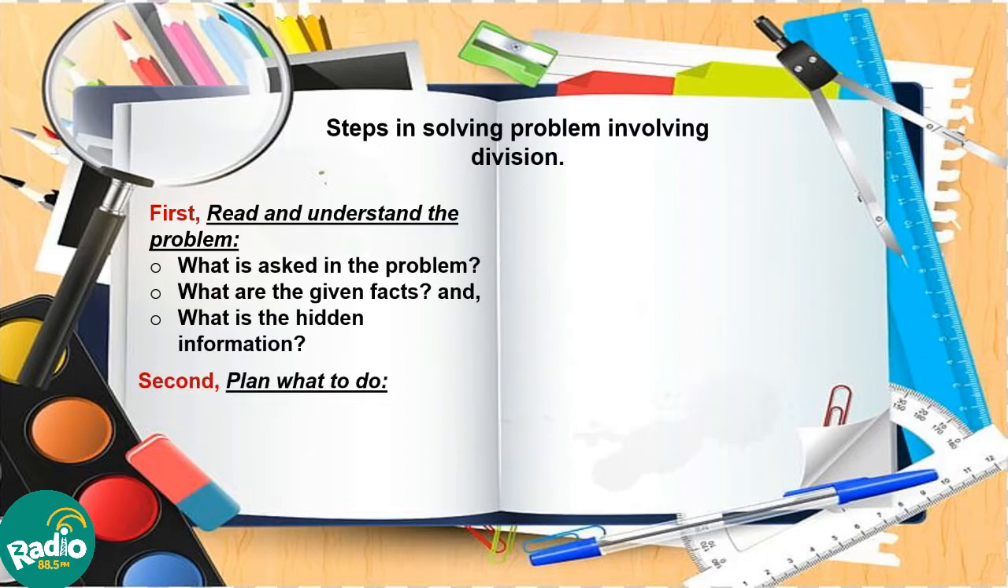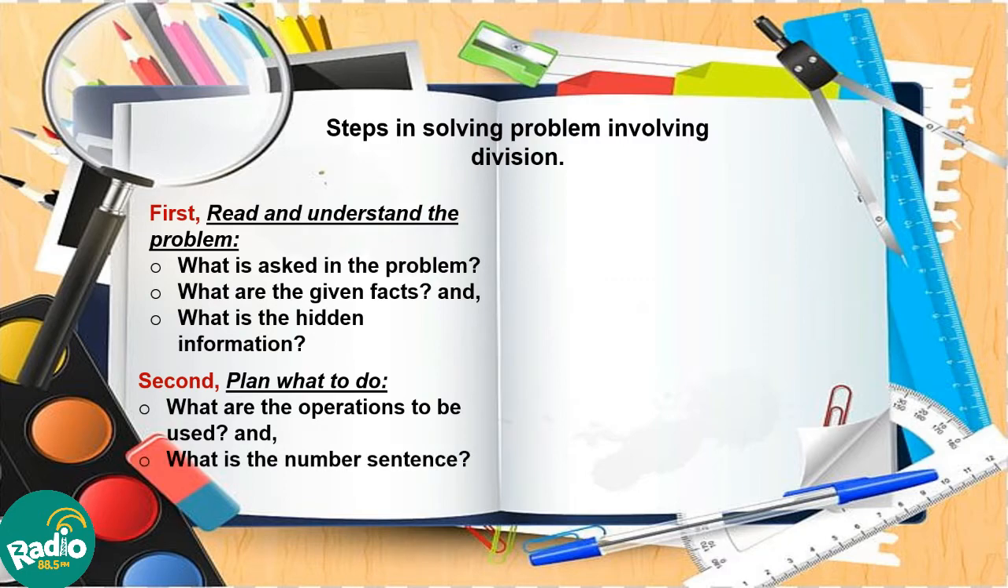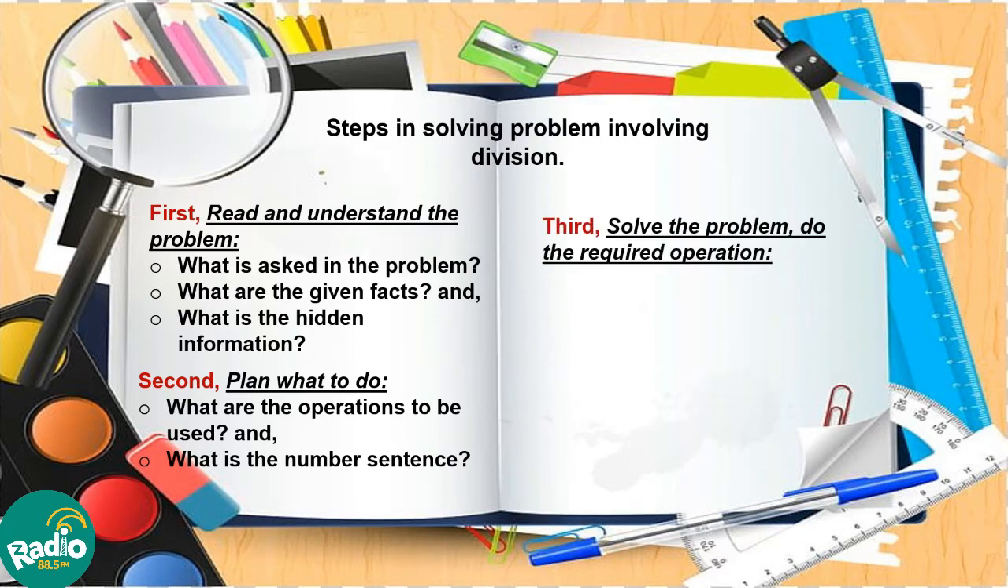Second, plan what to do. What are the operations to be used? And what is the number sentence? Third, solve the problem. Do the required operation. What is the complete answer? It is important to know these steps in order for you to solve certain problems which can also be applied in our daily lives.